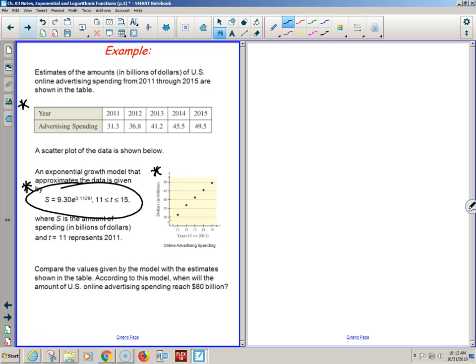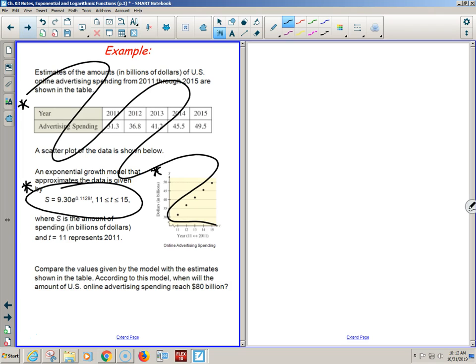Hey, doesn't this say the same thing? S is measured in billions and T is in years? Sweet. I didn't actually need to write any of that. I just need to write this. Right? If you're summarizing the info, that's what I need. Are you sure they don't want us to use the scatter plot? Keep reading, but no. They don't want us to use the table? Keep reading, but not really.